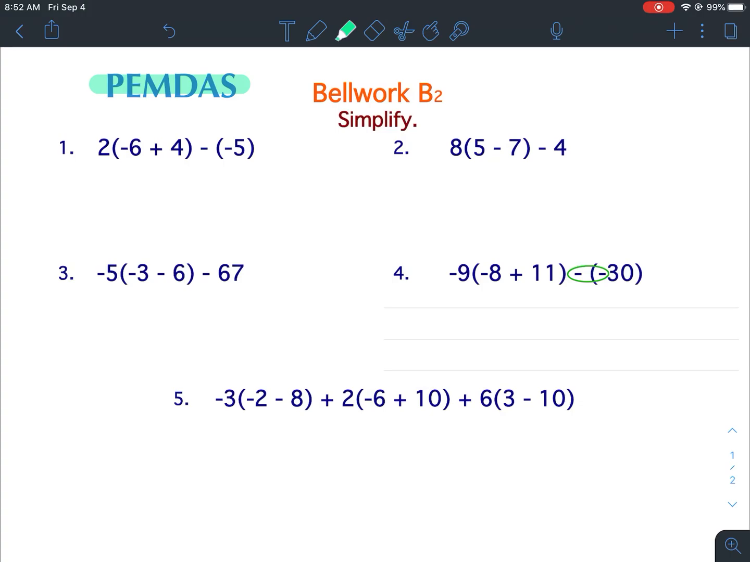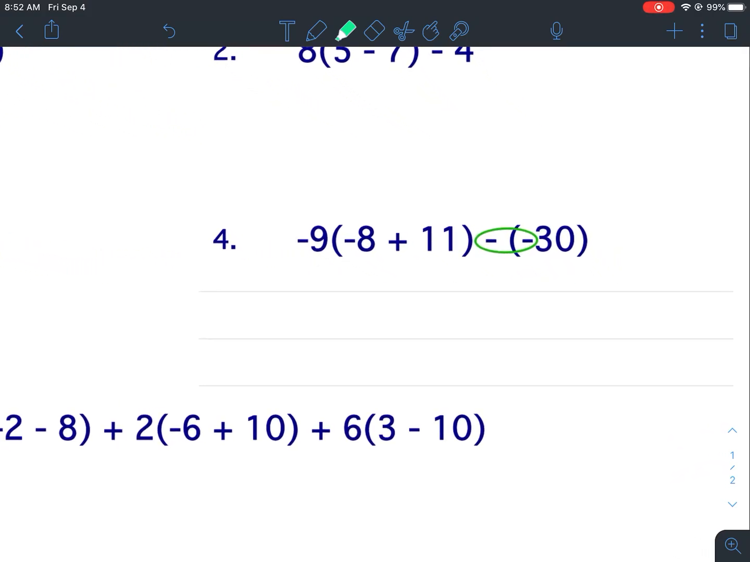Inside the parentheses, you will either add or subtract. After you do what's in parentheses, you will multiply. And then after you multiply, to finish the problem, you will either add or subtract, depending on the signs. So I'm going to start with example number 4.